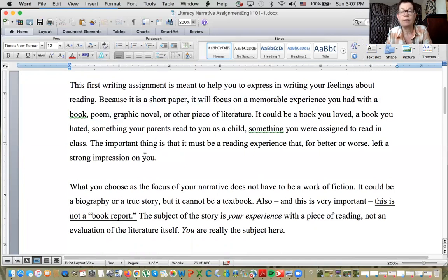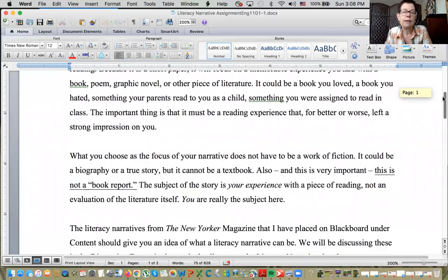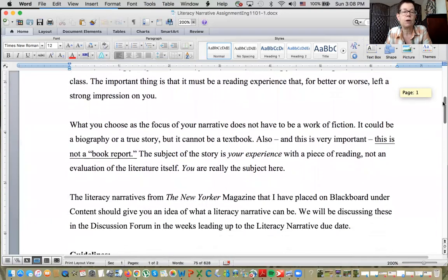Now, it doesn't have to be a positive experience. It could also be a negative experience. It could be a book that you loved, a book that you hated, a book that your parents read to you as a child. It could be something that you were assigned to read in class. But the important thing is that it is an experience that you remember well enough to write about, and that for better or worse, it left a strong impression on you.